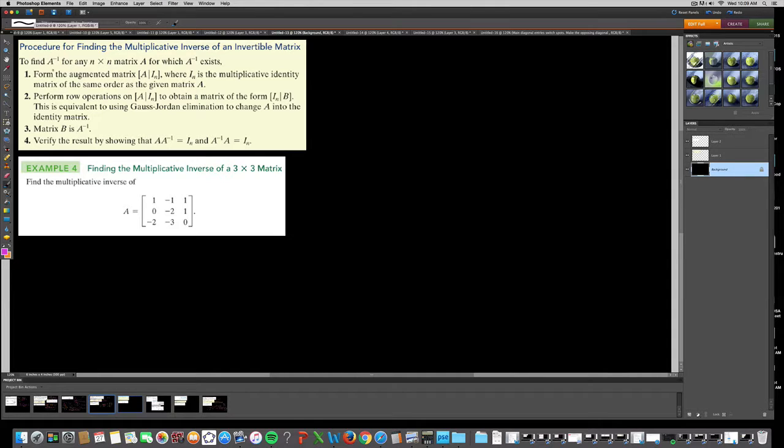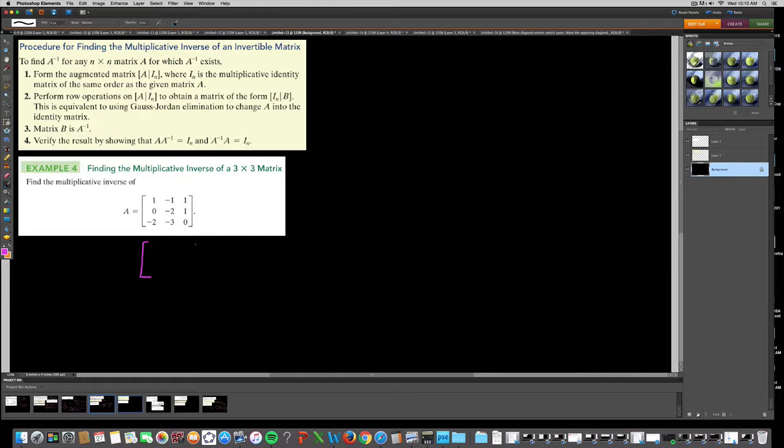So it says, to find A inverse for any n by n matrix A for which A inverse exists, here are the steps we're going to take. The interesting story is these are the 3 steps we took with a 2 by 2. We're just looking at a 3 by 3 example. So the first thing we do is form the doubly augmented matrix, where we have A on the left and our identity on the right, where I_n is the multiplicative identity matrix of the same order as the given matrix A. So let's go ahead and start with that.